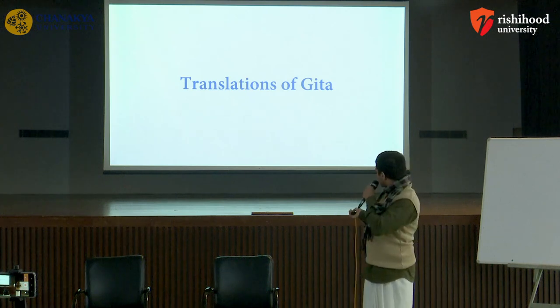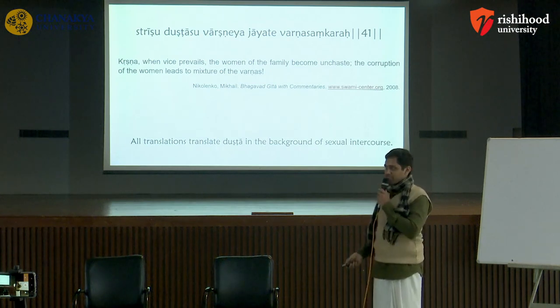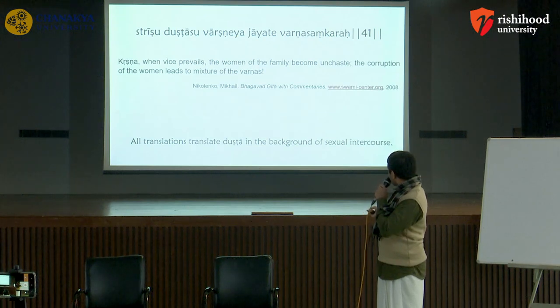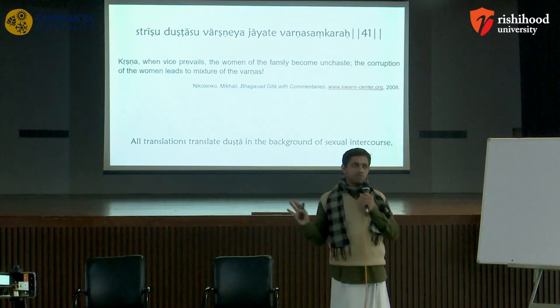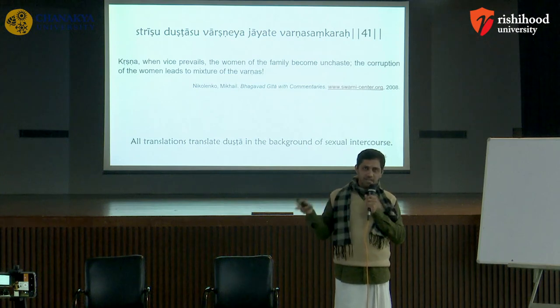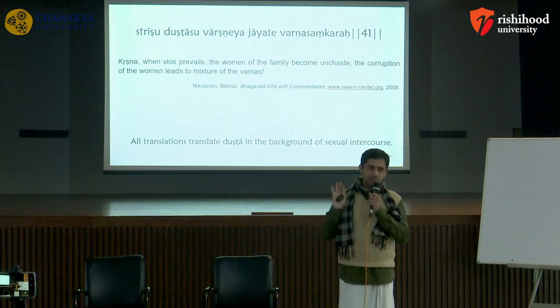There is a famous shloka, Stri Dushtasu Varshneya Jayate Varna Sankaraha. This is a very well-known shloka and is discussed by many people. The meaning of this shloka is: Krishna, when vice prevails, the women of the family become unchaste. The corruption of women leads to a mixture of varnas. I took one example of Nicholas, but all translations translate dushta in the background of sexual intercourse. In 1784, the Asiatic Society started in Calcutta, and the next year itself, the Gita was translated into English. From there onwards, everyone translates this verse in the background of sexual intercourse. It is common.